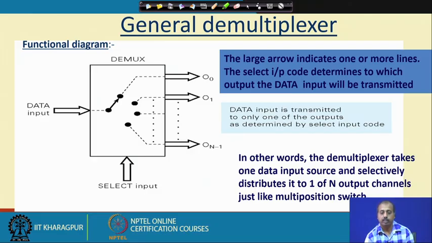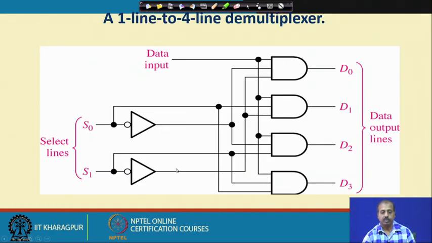A demultiplexer takes one input data source and selectively distributes it to one of n output channels, just like a multi-position switch. As far as the logic level diagram is concerned, this diagram shows a 1 line to 4 line demultiplexer, or 1:4 demultiplexer. A multiplexer we write as 4 line to 1 line, or 4:1 multiplexer. For a demultiplexer we write 1 line to 4 line, or 1:4 demultiplexer.